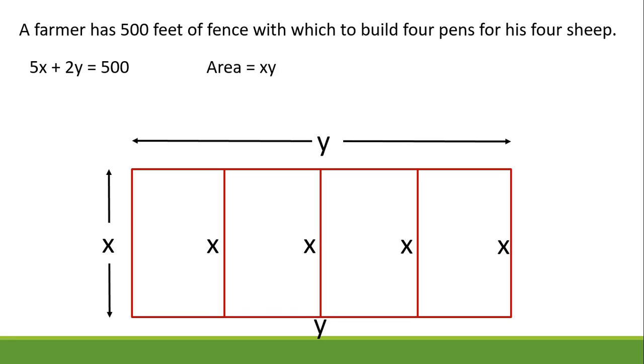Now the thing we want to maximize is the area. And the area of the entire enclosure is x times y. Now once again, we've got something that we're going to be taking a derivative of, our area function, but it has two variables in it.